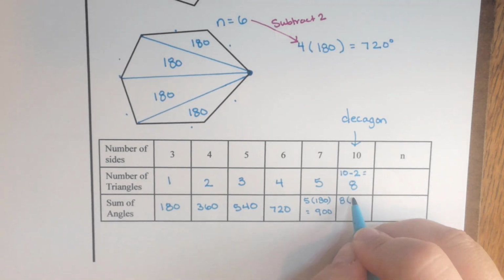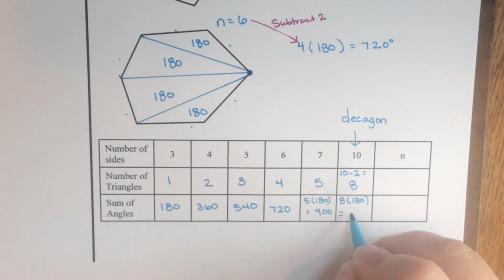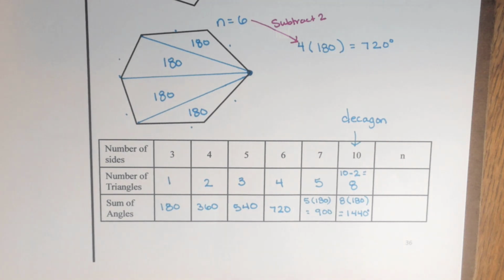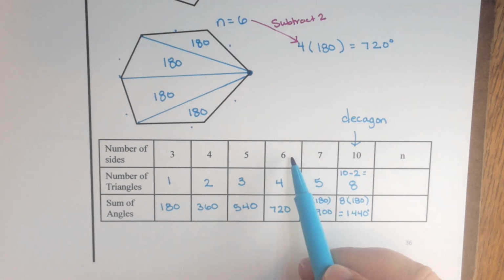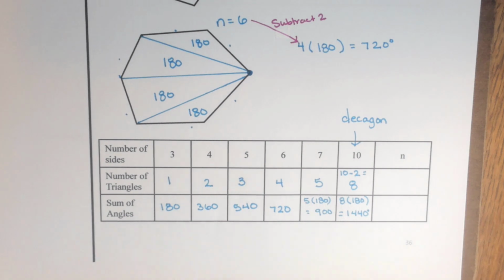So 8 times 180 is 1,440 degrees. So now that I'm doing the same thing over and over, we can actually make a formula. Anytime I'm doing the same thing over and over, formulas can be made. So how did I go from number of sides to the number of triangles? I subtracted by 2. So what am I going to do with n? I'm going to subtract 2.